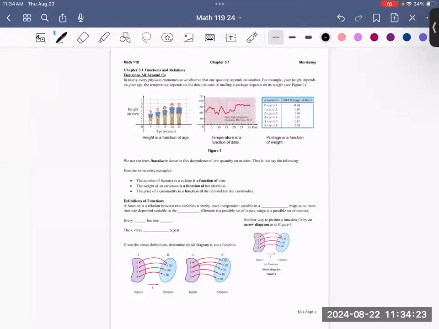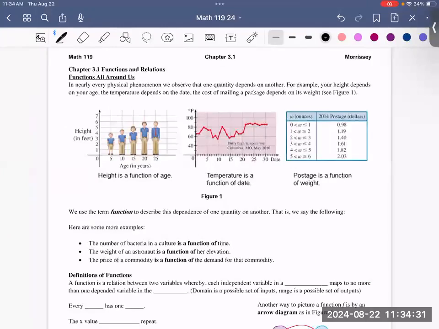Welcome to Math 119, Chapter 3.1, where we're talking about functions and relations. Functions are all around us. It's nearly every physical phenomenon that we observe in one quality depends on another.